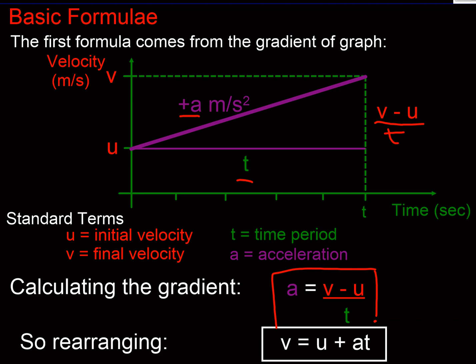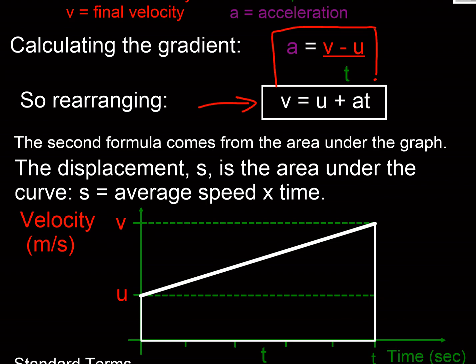But we don't usually write it that way because we probably often know what a is. And we're probably more interested in finding what our final velocity is if we know what our starting velocity is. So it's usually written in this form here, that v equals u plus at, i.e. our final velocity is our initial velocity plus an additional component, which is our acceleration times time. There we go, v equals u plus at.